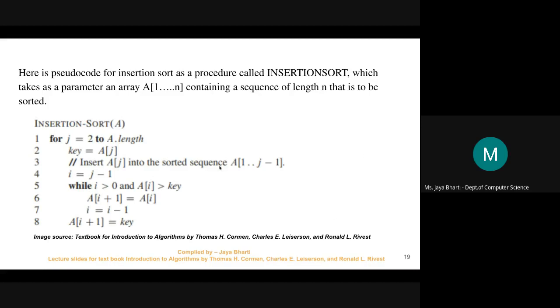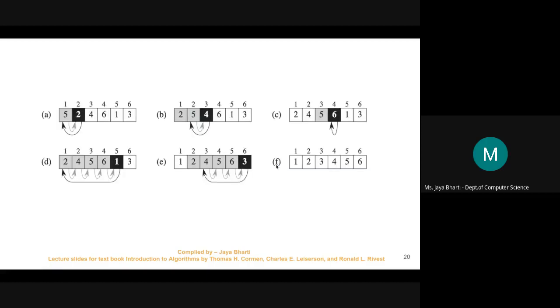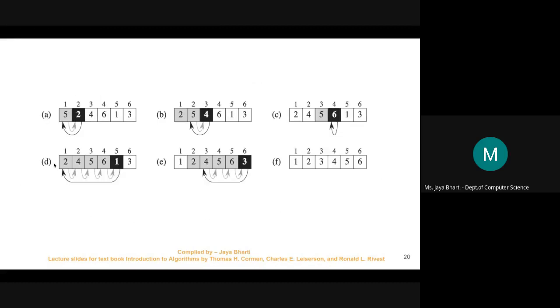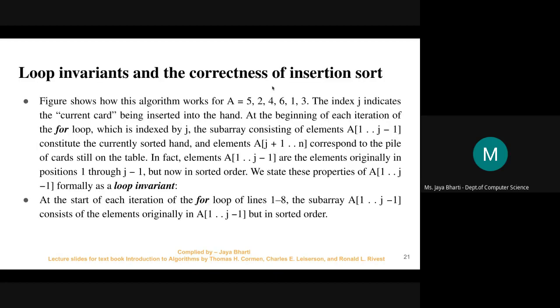So A 1 to j minus 1 is the cards that are in your left hand and they are sorted. Okay, because every time this is the sorted one, this gray part you can see now, this is the sorted, and this is your left hand. You can consider firstly you have only 5, then you have 2 5, so whatever you have in your left hand is sorted. The subarray consisting of elements A 1 to j minus 1 constitutes the currently sorted hand, and the elements j plus 1 to n correspond to the pile of cards still on the table.